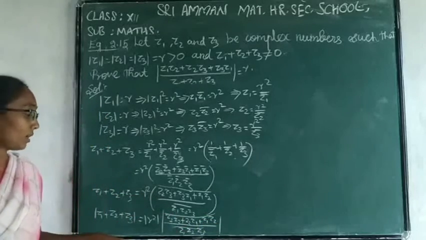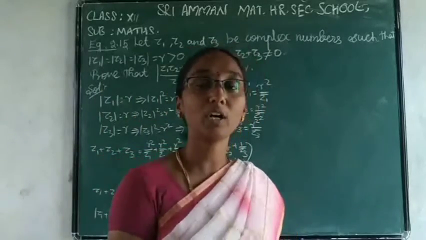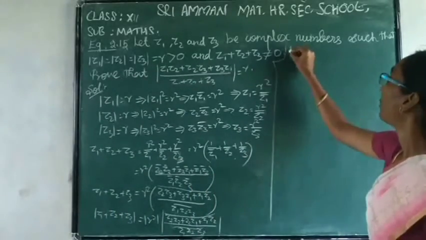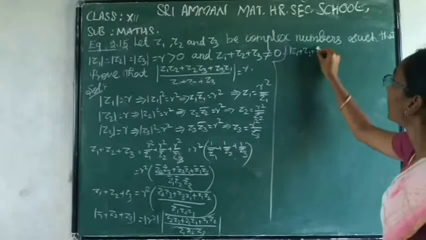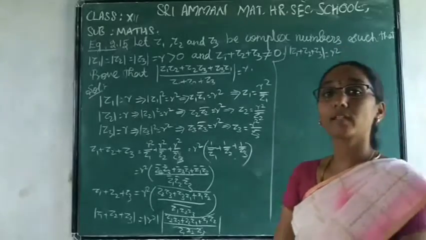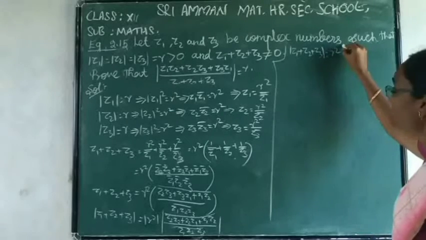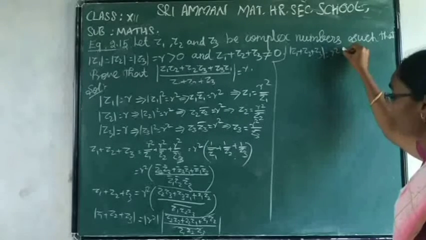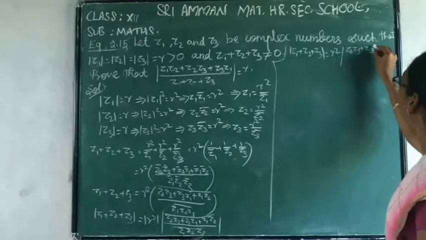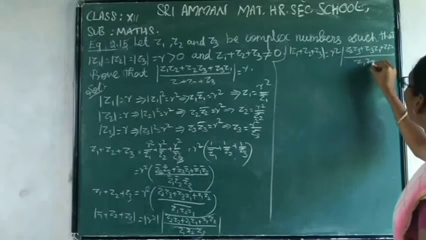You already know modulus of Z equal to modulus of Z bar. So modulus of Z1 plus Z2 plus Z3 equal to this one is written as R square. Modulus of R square is always R square, positive. Okay. So positive divided by what is this? Modulus of Z2 Z3 plus Z3 Z1 plus Z1 Z2 divided by Z1 Z2 Z3.